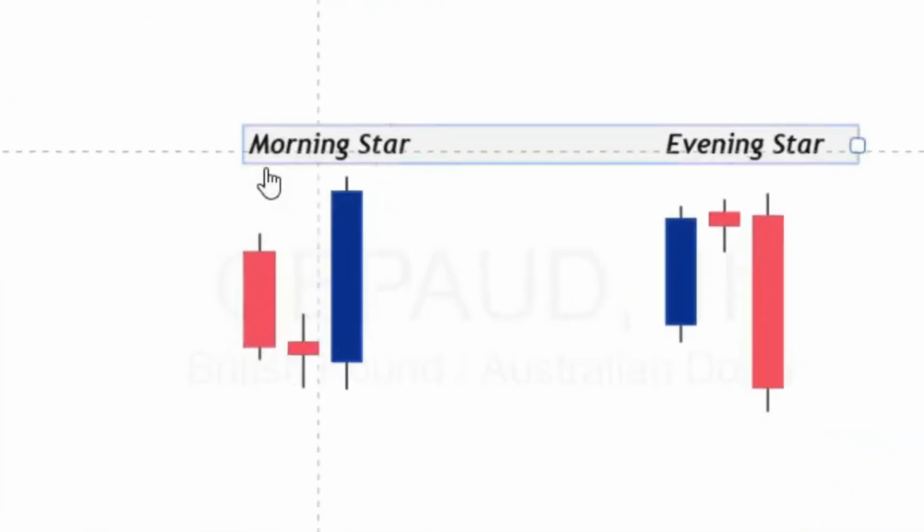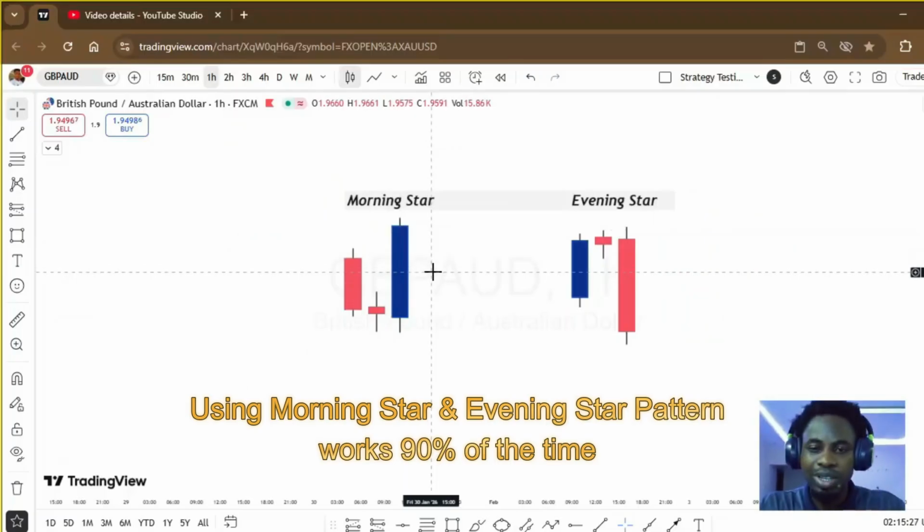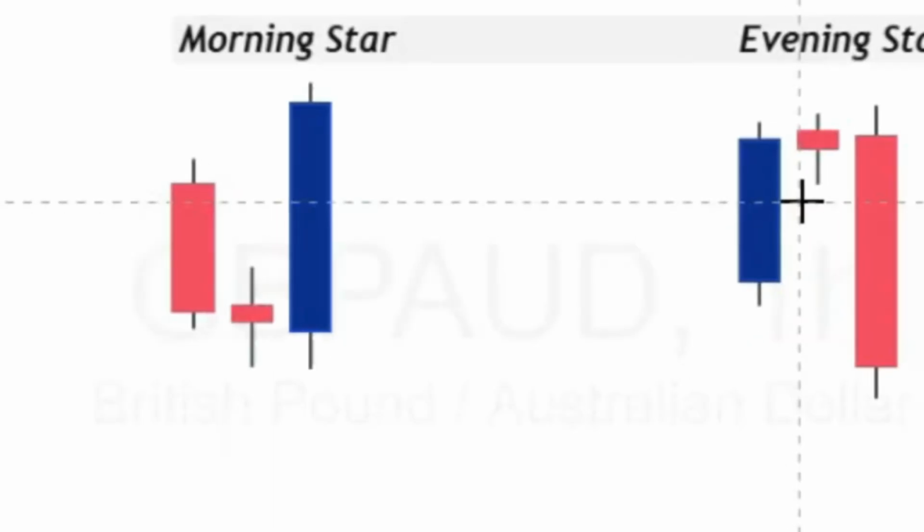I'm going to be showing you on a live chart how effective it is and how you can actually use it to trade in alignment with the SMC trading strategy. Same thing as the evening star. We have two types of morning star, and at the same time we have two types of evening star.